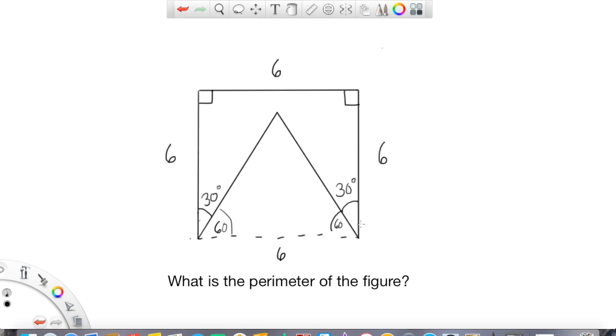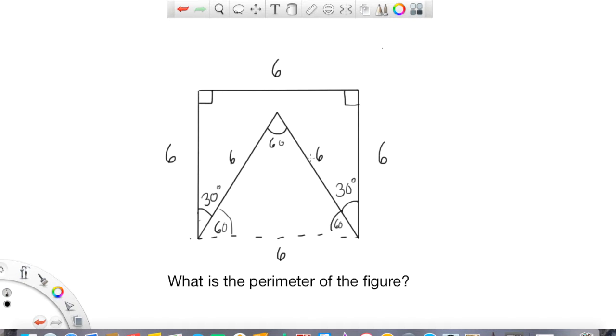With that being said, if we know that this is 60 and this is 60, well, in our triangle here, because it must add up to 180, this is also 60 degrees. Now we know we have an equilateral triangle that we've formed with our dotted line and these two diagonal lines. If this is 6 on our equilateral triangle, these side lengths are also 6. And now we have all the information we need.